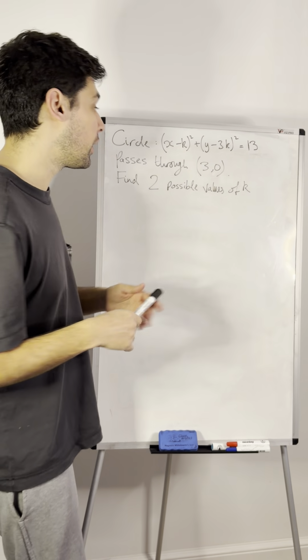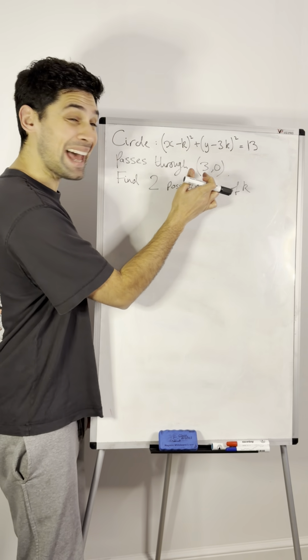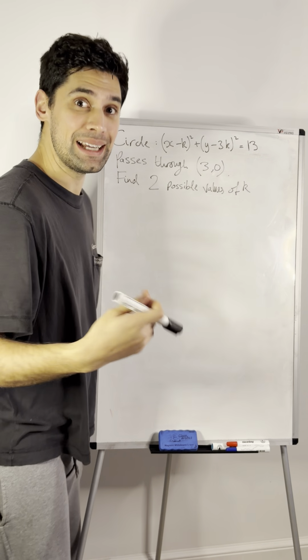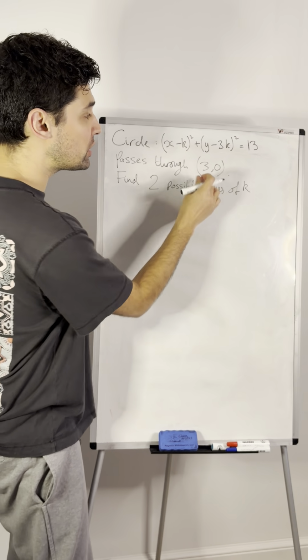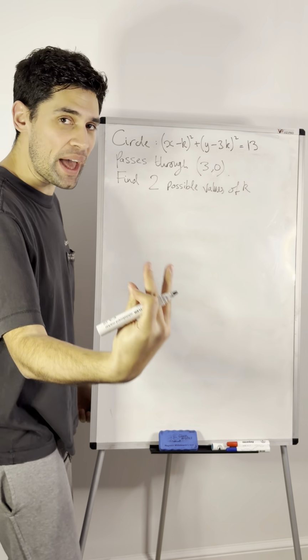Okay, so first things first. Remember, coordinates aren't just a point on a graph. They're literally telling us when x is 3, y is 0. So we can use these values to plug them into x and y here. So let's do that.